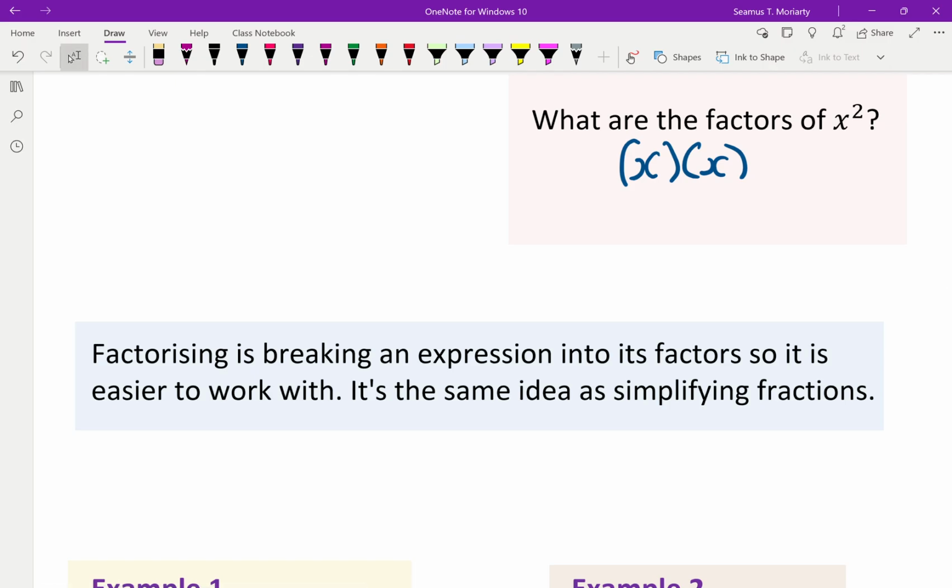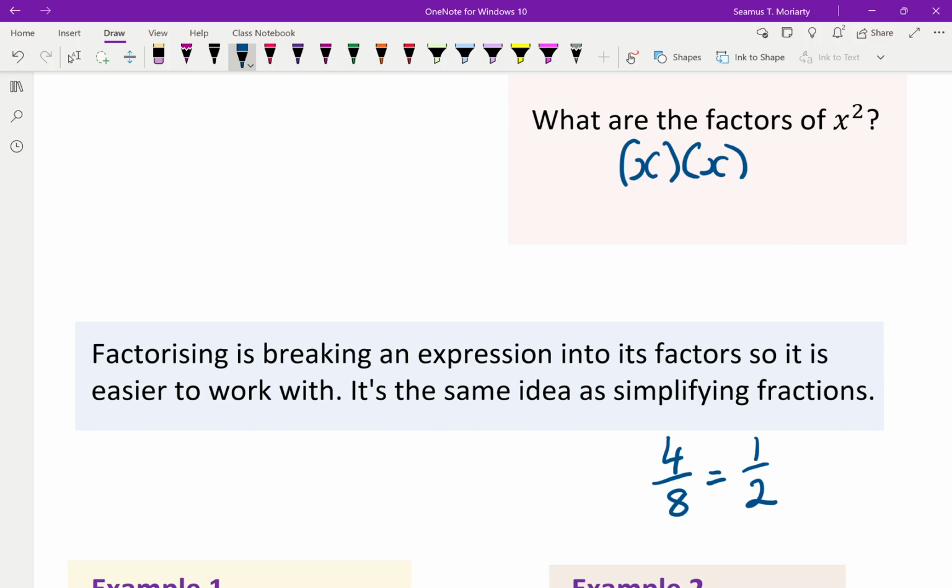Factorising is just breaking an expression into its factors so that it's easier to work with. It's the same idea as simplifying fractions. With simplifying fractions, you want to make the numbers as small as possible. So instead of 4/8, we'd have 1/2, because it's easier to work with a 1 and a 2 than with a 4 and an 8. Same idea with factors, you break it up into its factors and it's easier to cancel things out and see what they have in common.